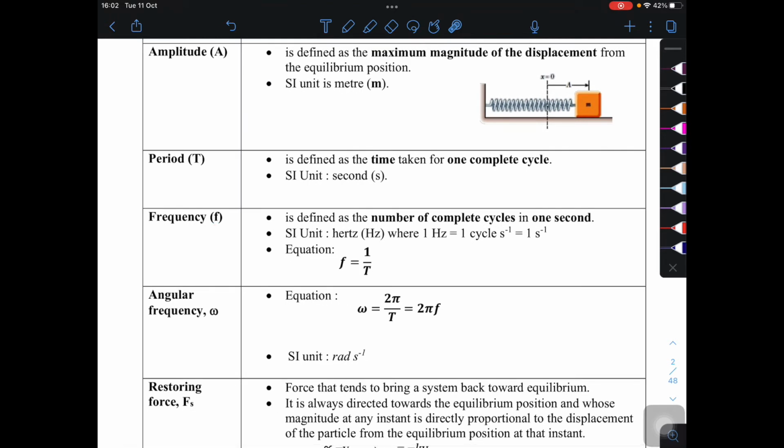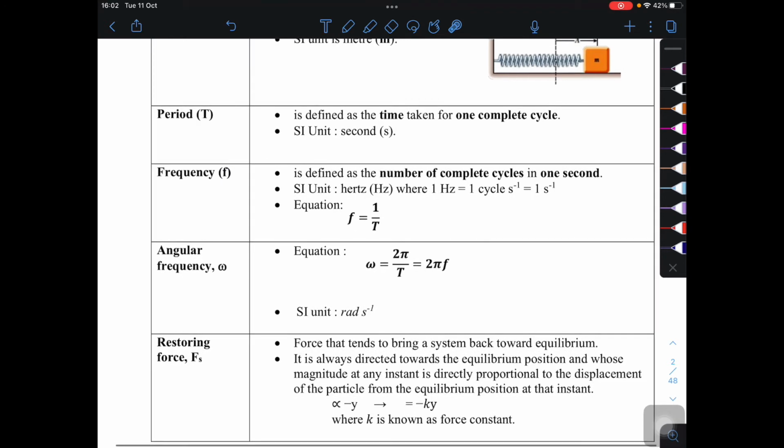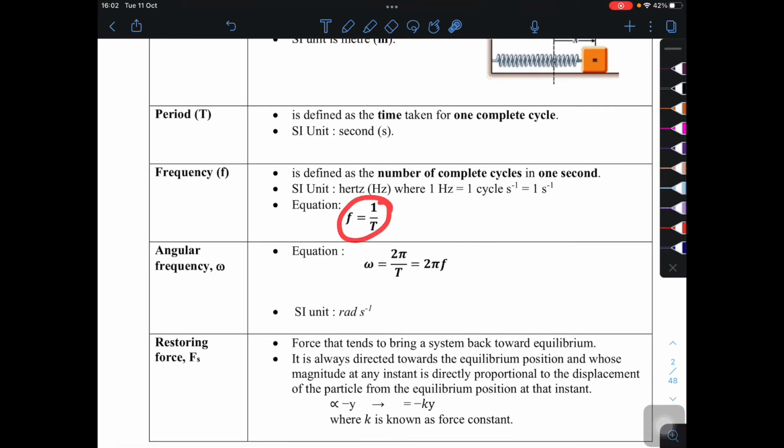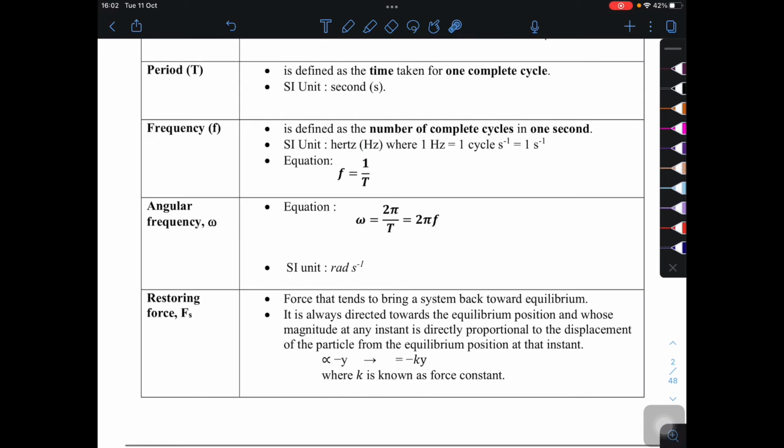Next one, frequency, which is defined as the number of complete cycles in 1 second. Okay, dalam satu saat tu berapa kali dia boleh goes back and forth, berapa cycle yang dia boleh buat. So that is frequency, di mana formula untuk frequency adalah 1/period. Next one we have angular frequency ataupun angular velocity, di mana kita punya equation adalah 2π/T ataupun 2π times with f, di mana SI unit will always be radian per second.